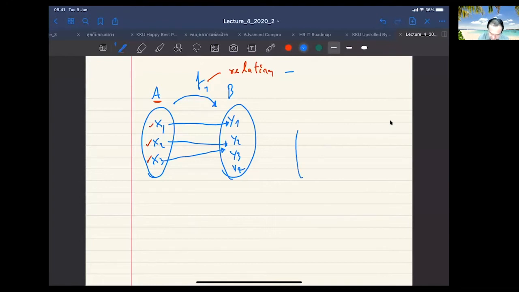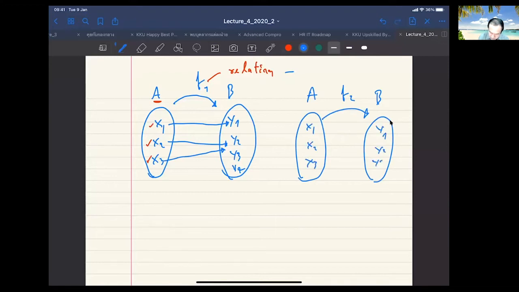Okay. However, let's say another function, well, not function, but a candidate function, same x1, x2, x3, y1, y2, y3, y4. However, f2, if defined like this, f2 is not a function. F1, well, I won't say is a function because you need to have two properties, but it passed the first property to be a function. So you need to have two properties to be a function. The first one, F1 passed.